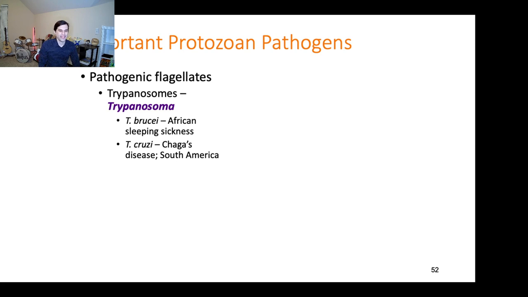And they're spread by insects. So the African version is spread by the tsetse fly. It's called African sleeping sickness. The organism is Trypanosoma brucei. So Trypanosoma brucei is spread by the bite of an African tsetse fly.